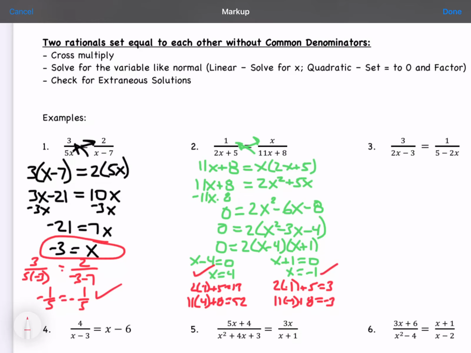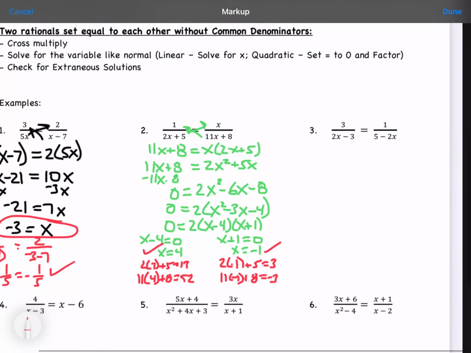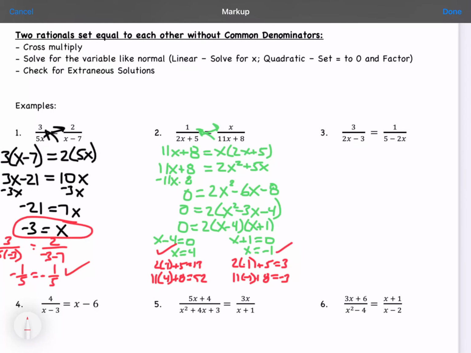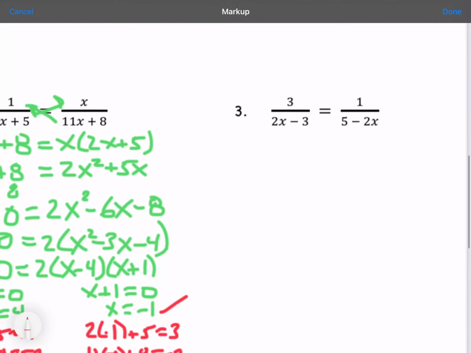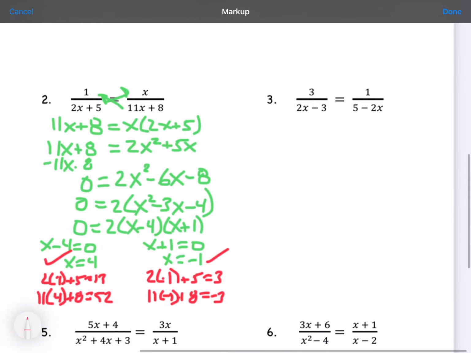Okay? All right, I want you guys to try the next four. Number 3. Try number 3. Zoom in on it. Do you want me to have number 2 available so you can see what we did? Or just zoom in a lot on number 3?